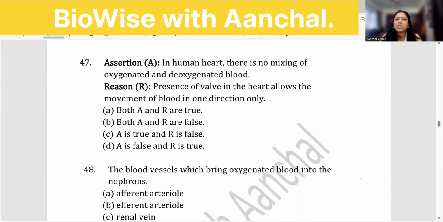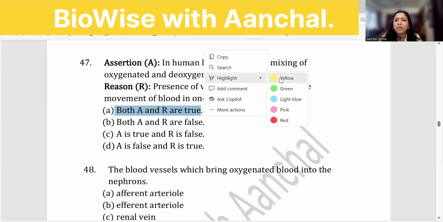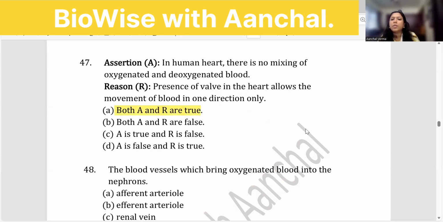In human heart, there is no mixing of oxygenated and deoxygenated blood. The statement is right because there is septum. Presence of valve in the heart allows the movement of the blood only in one direction. This statement is also right. Now, the question can be modified with reasoning. Like, what can be the reason? Now, here I can give you in human heart, there is no mixing of oxygenated and deoxygenated blood. There is a septum present between the right and the left chamber of the heart. So, in that case, there is a reason becomes the correct explanation for the first statement.